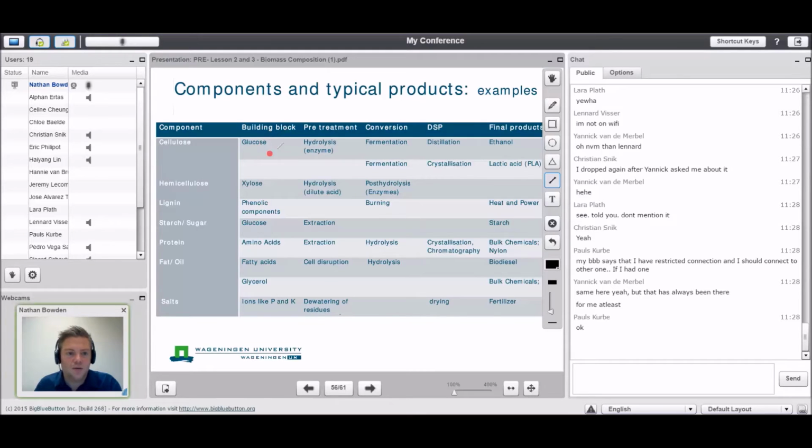So if you have cellulose matter, the building block is glucose, the pretreatment is hydrolysis, conversion through fermentation, and you can distill it into ethanol. And these are the different processes that you can use, for example, from proteins. You can get bulk chemicals, nylon, through crystallization, which you get from hydrolysis and extraction of amino acids. I'll let you go back to that.